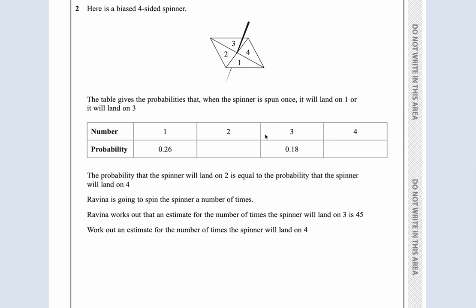Okay, so we'll first find these probabilities, guys. They're the same. We don't know what they are. Let's call them both x. And then we know these four probabilities have to add up to 1. So 0.26 plus x plus 0.18 plus x equals 1. x plus x is 2x. This plus this is 0.44. So 0.44 plus 2x equals 1, 2x equals 0.56, which means x is this divided by 2, which is 0.28.